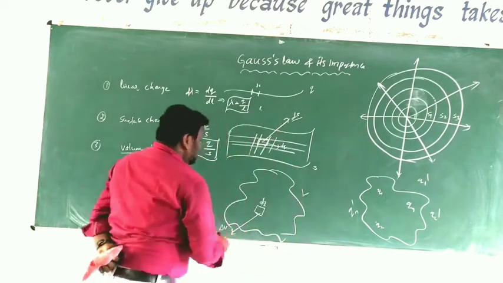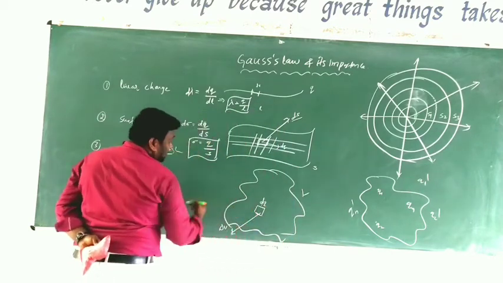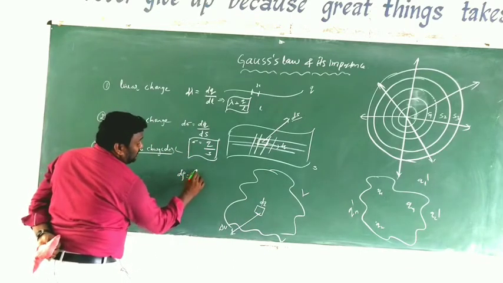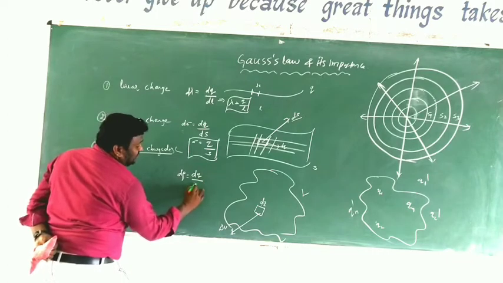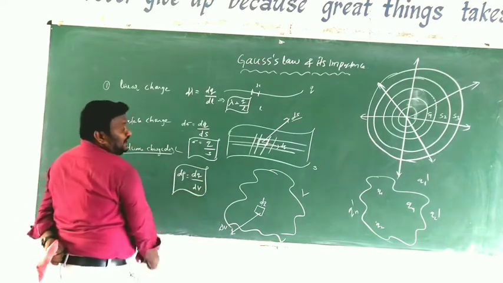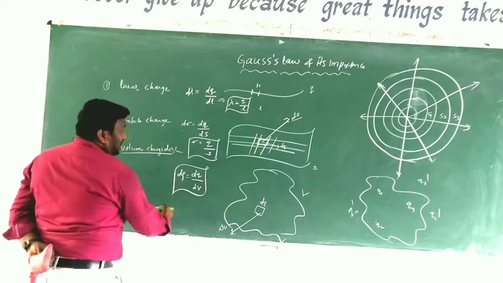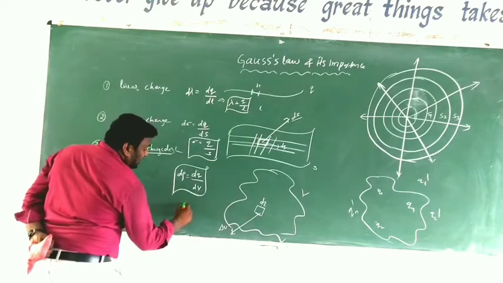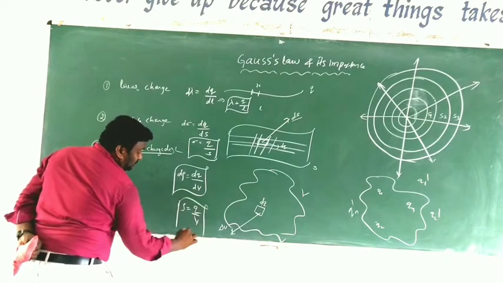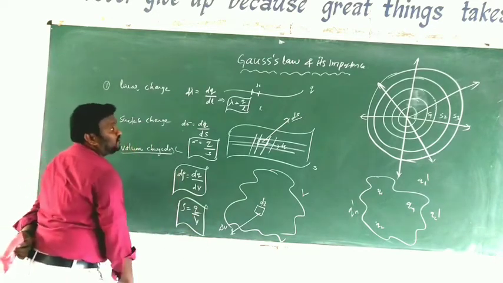So now here this is the dq and its volume is dv. Then I am writing here d rho is equals to dq by dv. And now for the total entire volume we will take rho is equals to q by v.